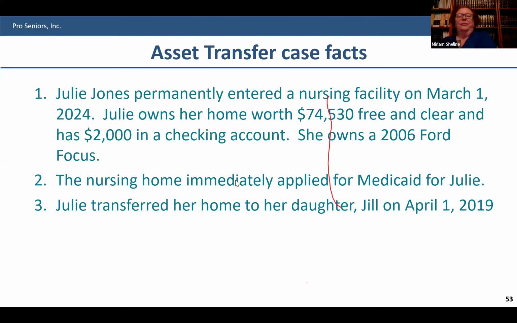And there are our facts. Okay. Julie entered the facility on March 1st. She transferred the home to Jill on April 1st of 2019. When will the penalty period expire?